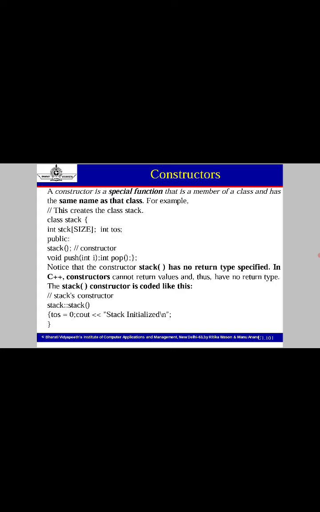They are also members of a class. Constructors have the same name as the original class, and generally constructors are used to initialize the private data members of that class. That means to initialize the private members of the class with some values, we may use constructors. So this is a simple example.